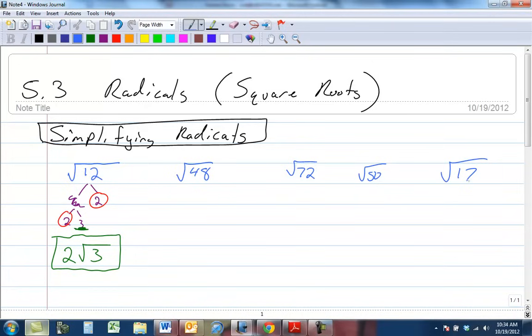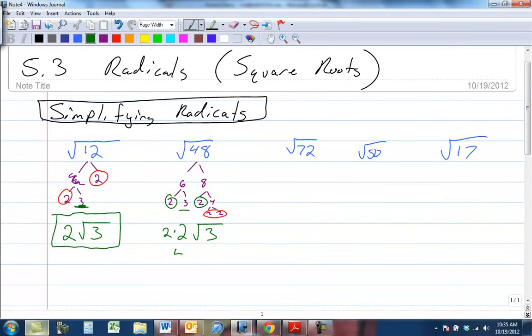All right, so hopefully you got 48. What multiplies to 48? 6 and 8, 2 and 3. 8 breaks down to 2 and 4. 4 breaks down to 2 and 2. Buddies. Now, there's a pair of 2's, so a 2 comes out. Here's another pair of 2's, so another 2 comes out, but we're going to multiply them. All right? What got left behind? The 3. Root 3. So 2 times 2 is 4 root 3. Square root of 48 is 4 root 3.